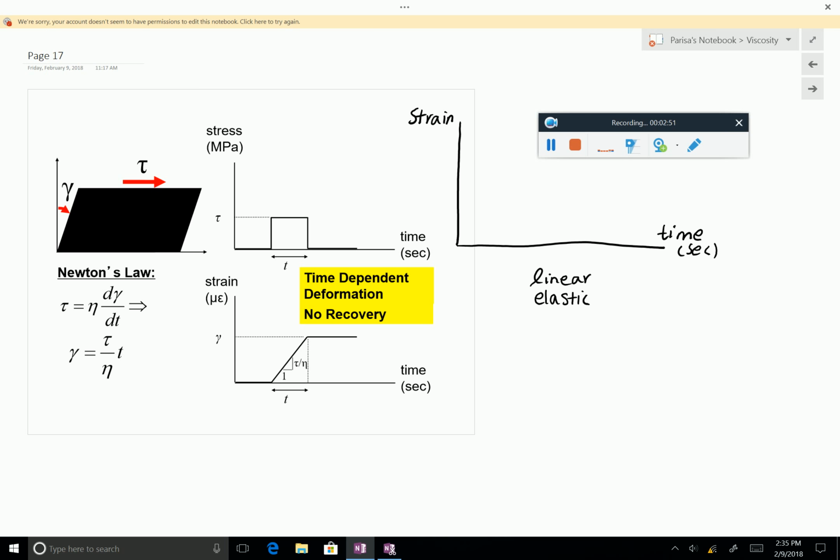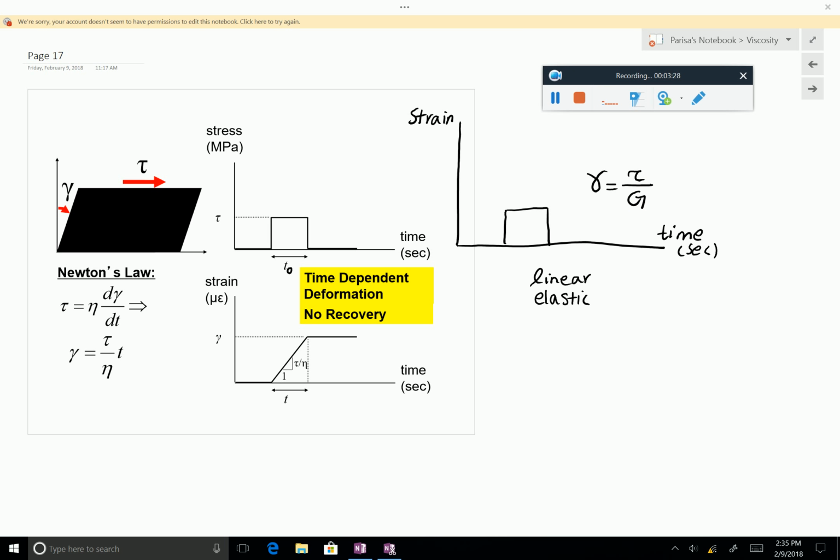Here, if we have constant stress applied over time, let's call this T0. What would be the strain time diagram if the material was linear elastic? Last time, I showed you that the strain time diagram for a linear elastic material would look something like this, because gamma is tau over G in a linear elastic material.